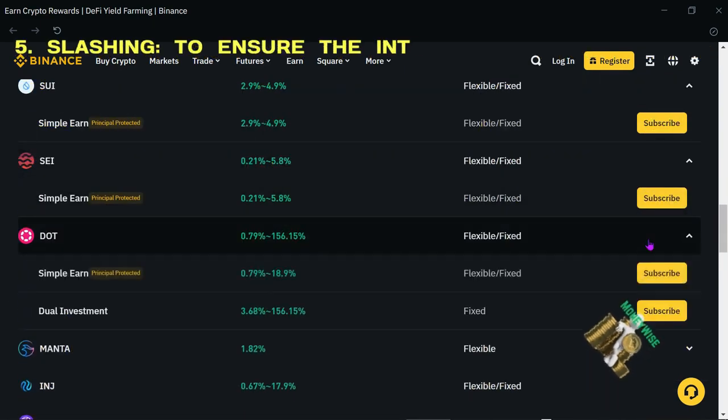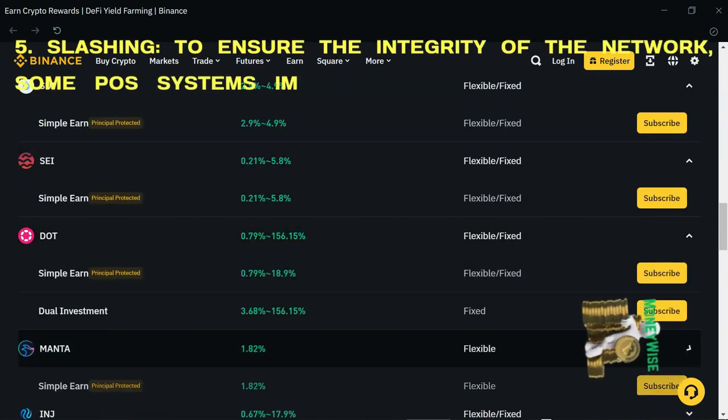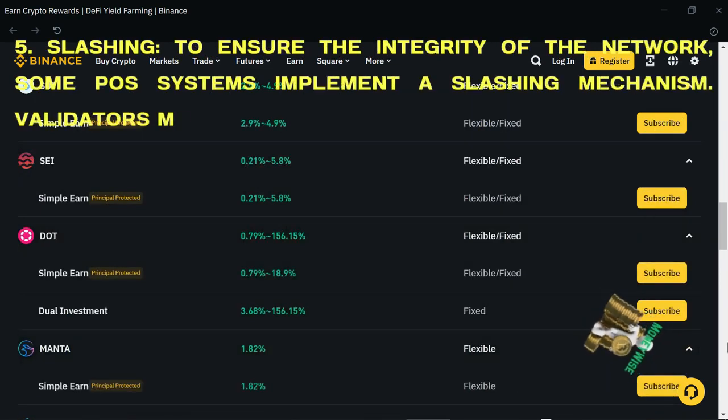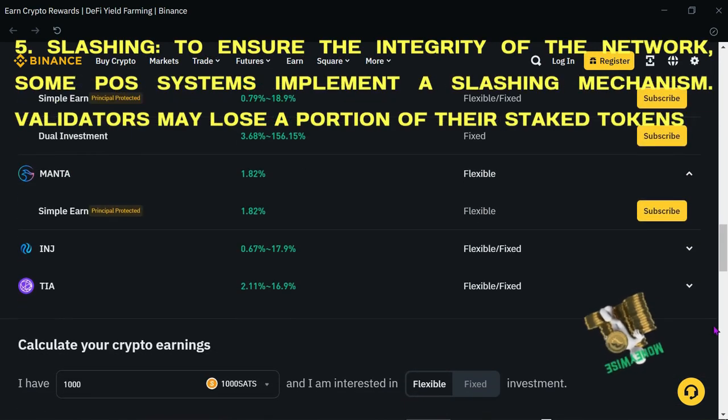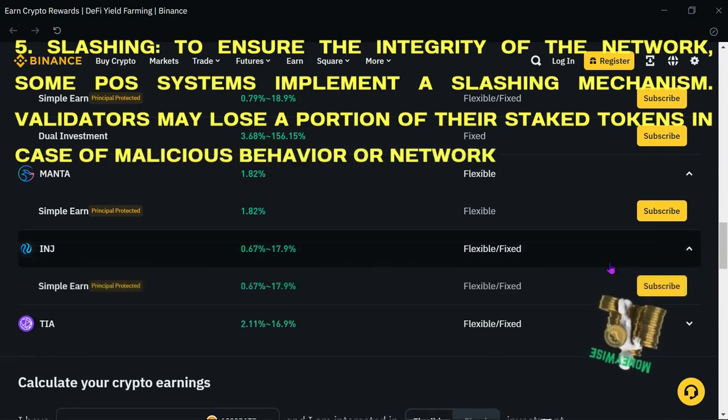5. Slashing. To ensure the integrity of the network, some PoS systems implement a slashing mechanism. Validators may lose a portion of their staked tokens in case of malicious behavior or network violations.